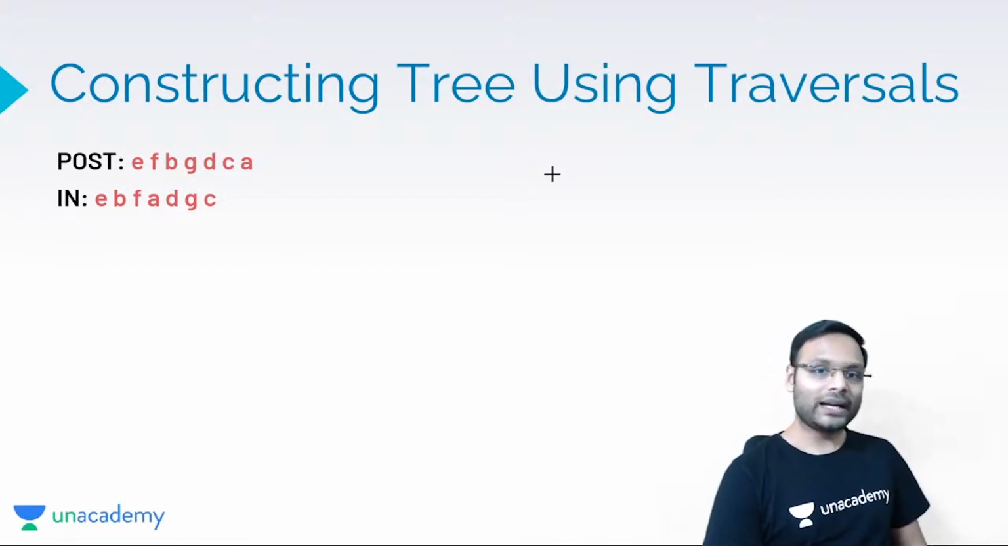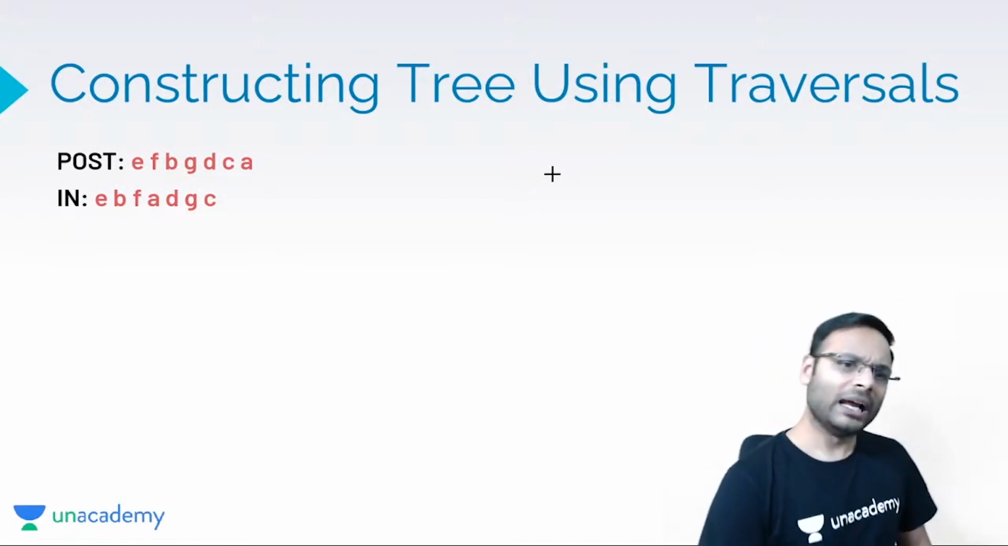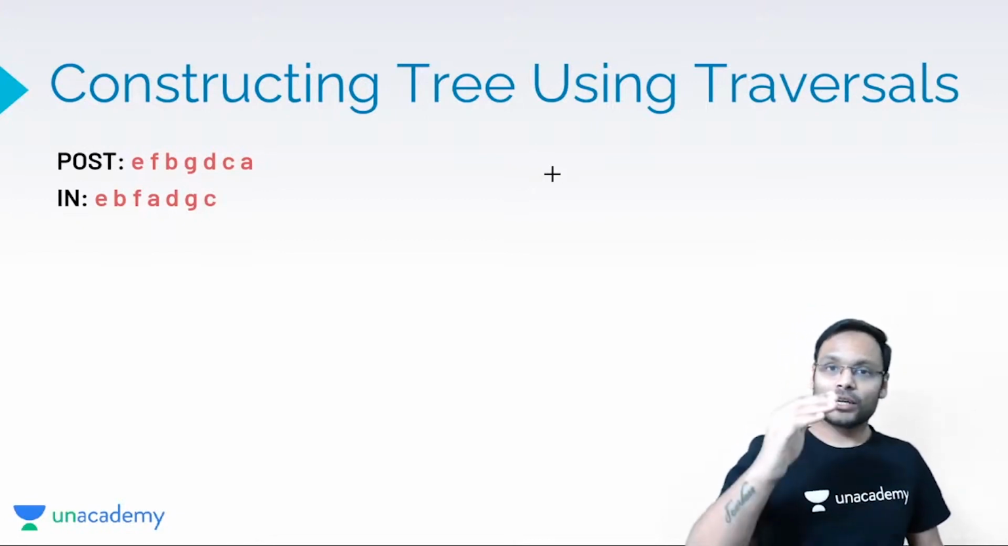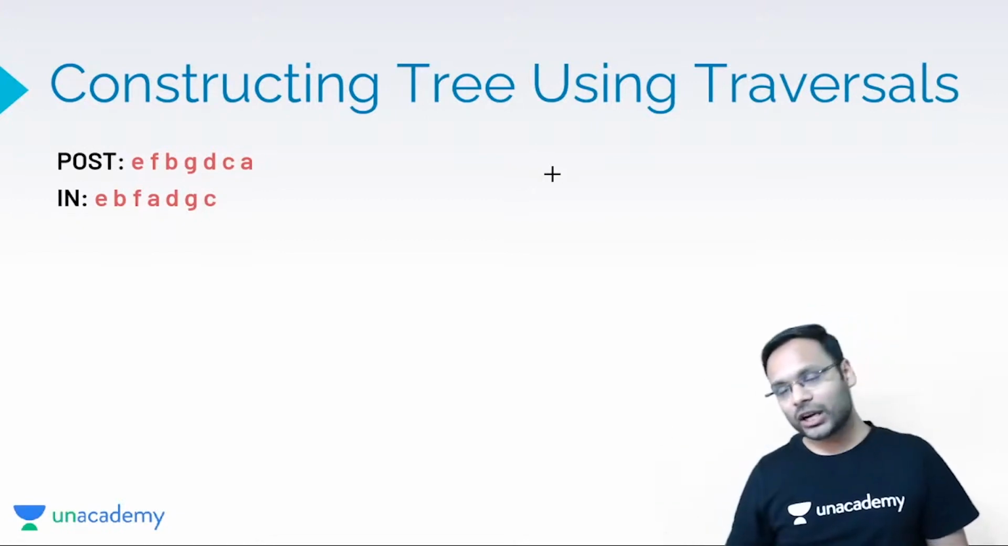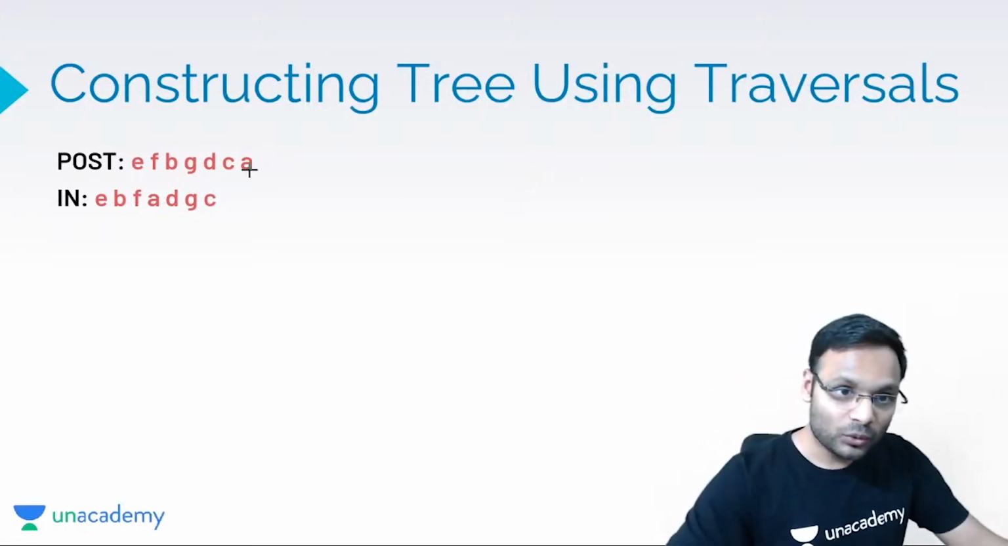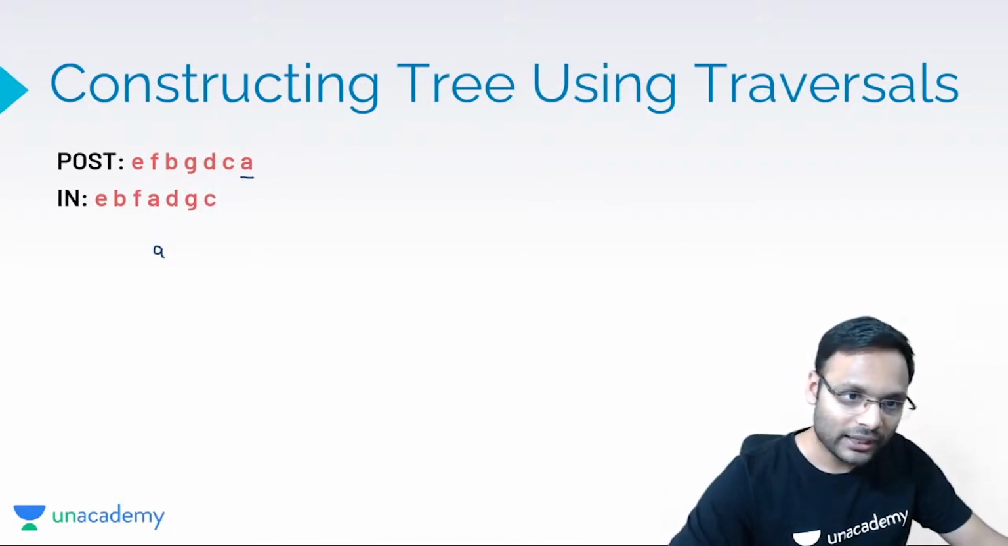Next is post and in. If you have post order traversal and in order traversal, how to identify the tree? In post order traversal, we will have to check out the last symbol. Last symbol is always root. Can I get the root of the tree? Yes, A. I got the root of the tree, A.